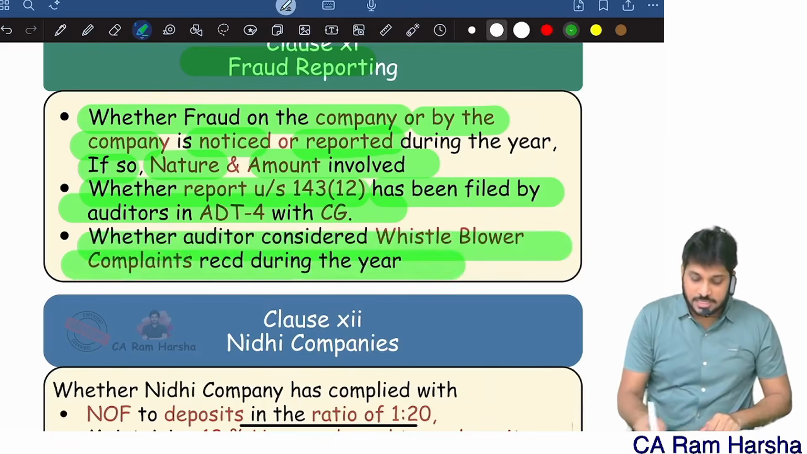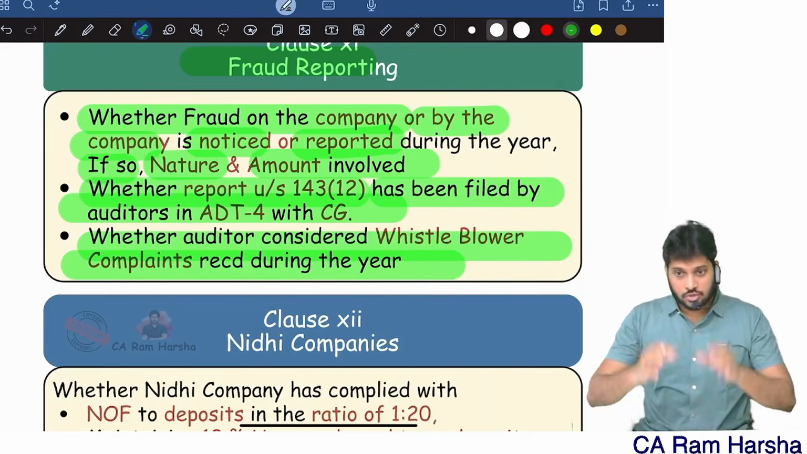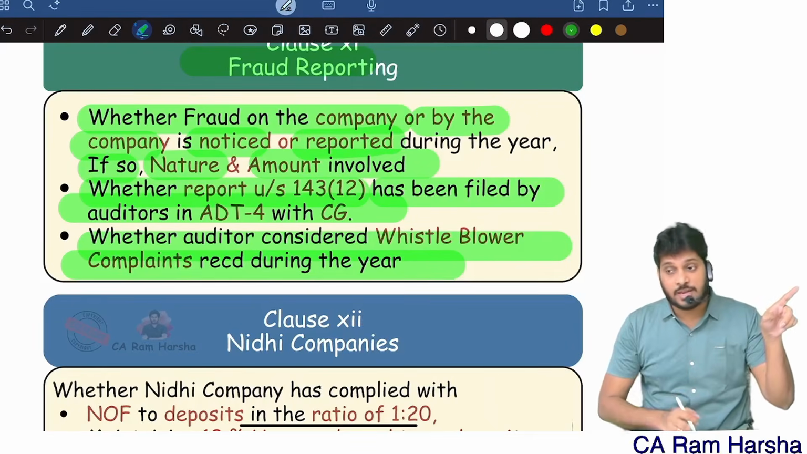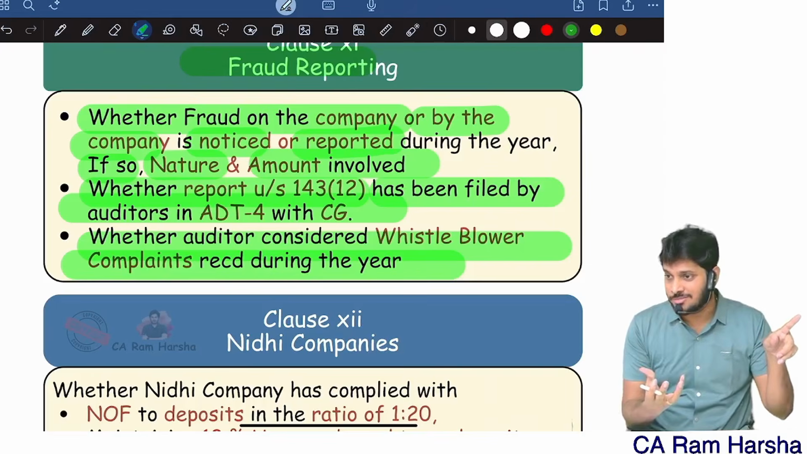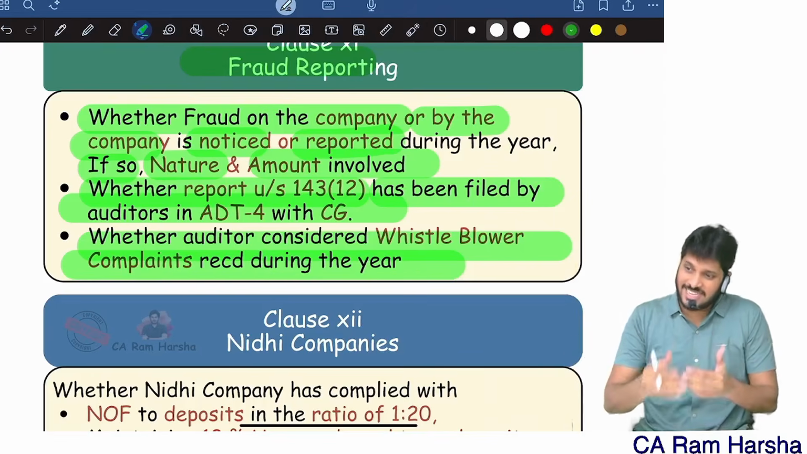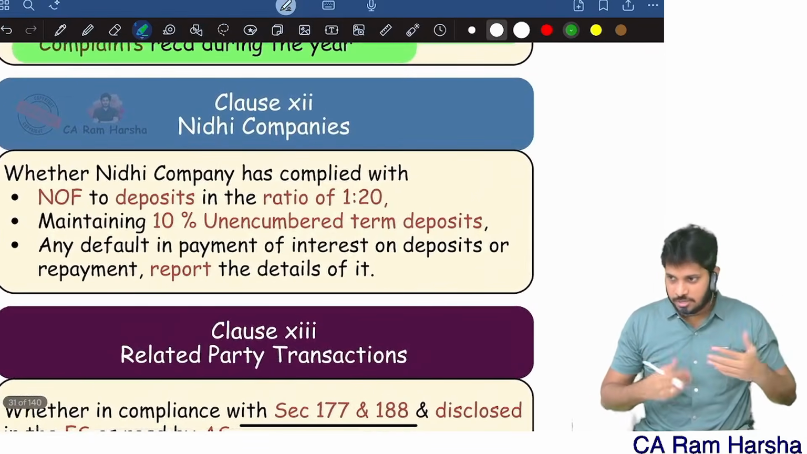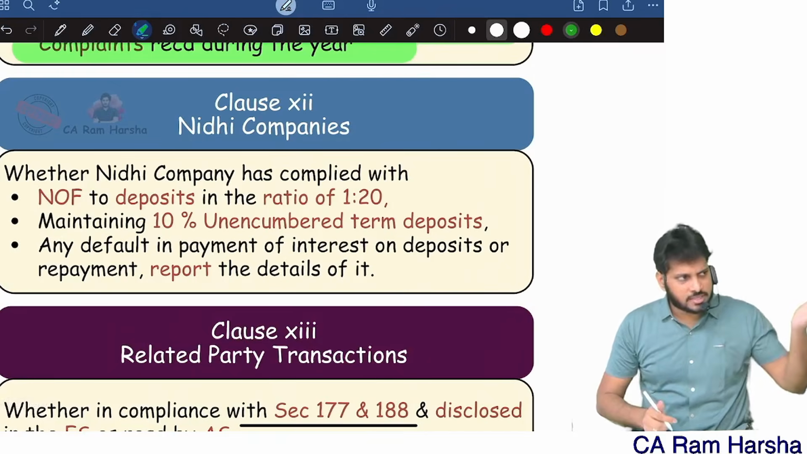Whether auditor considered whistleblower complaints. Every company will be receiving whistleblower complaints every year. Yes or no? So the auditor has to consider whistleblower complaints as a part of risk assessment process, so that he will know where to focus more. So did auditor consider or not? Check out. Auditor has to report, yeah, I considered. Suppose I'm the auditor, I'm giving this report, so I will say that I considered.